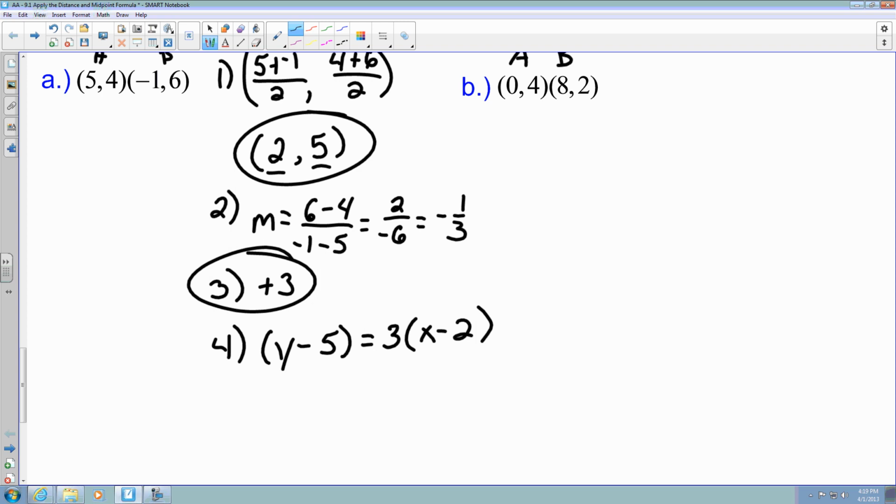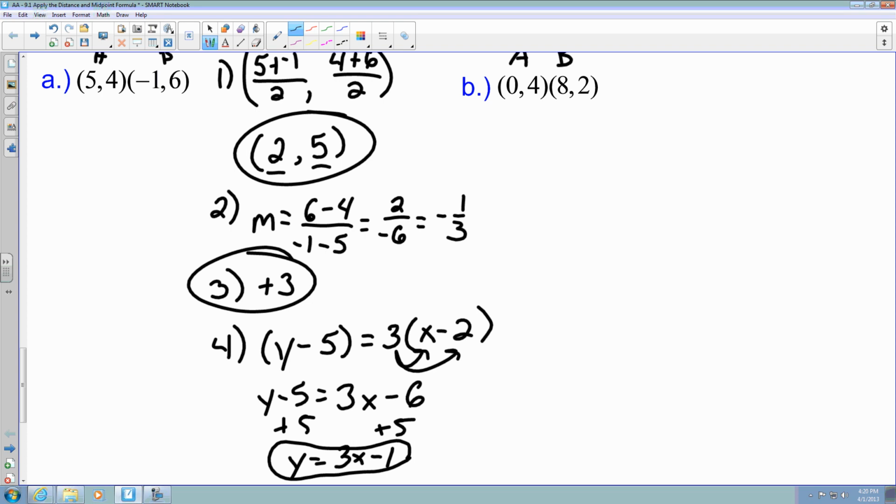Now the last thing I have to do is solve for y. So I'm going to go y minus 5 equals, I'm going to distribute across, so it would be 3x minus 6, and now I'm going to add 5 to both sides, which then gives me y equals 3x minus 1. So my equation for my perpendicular bisector of AB is y equals 3x minus 1.